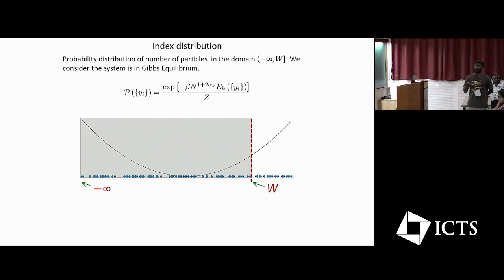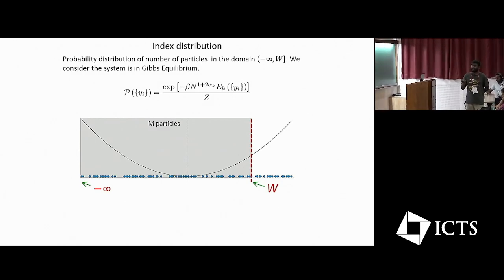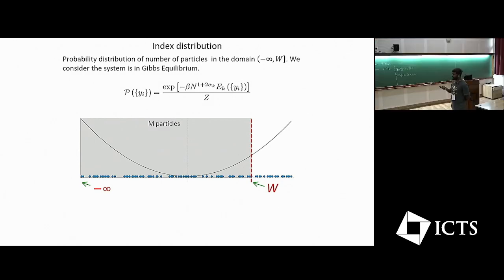There would be many configurations. Let's say there are m particles to the left of W. We want to find the probability of such a configuration. There could be many configurations, but the probability of m particles to the left of W will have a sum over all the configurations which have this macroscopic configuration. And that sum is going to be dominated by the minimum energy configuration.